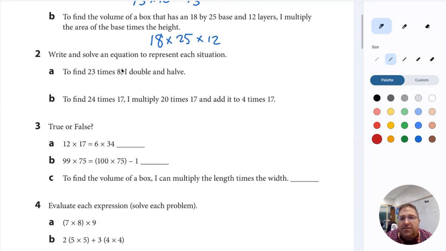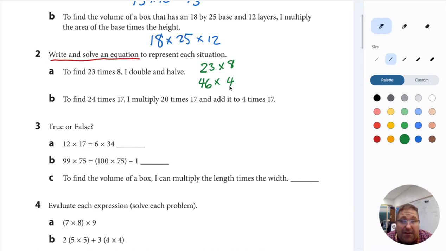Now number 2, it does say write and solve, so this time we do have to solve. So we'll at least get it set up for you. To find 23 times 8, I can double and halve. So for 23 times 8, the big thing is which one do we want to cut in half? We're going to stick to our even number on that, so it's half of 8. That's going to be 4. And if I double 23, that's going to be 46. So you can do 46 times 4.